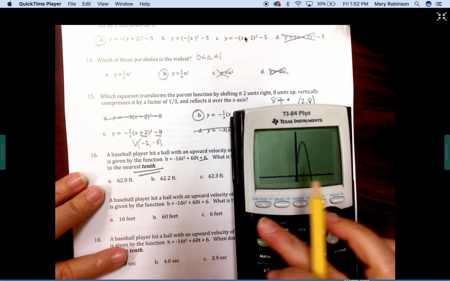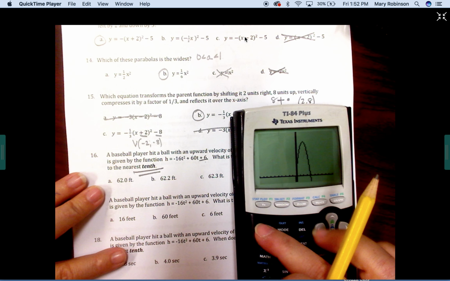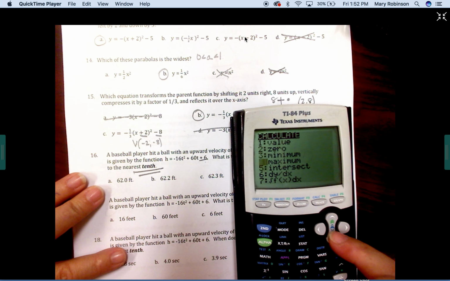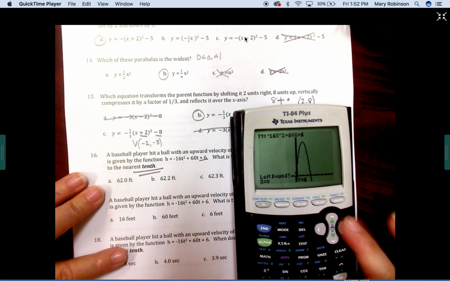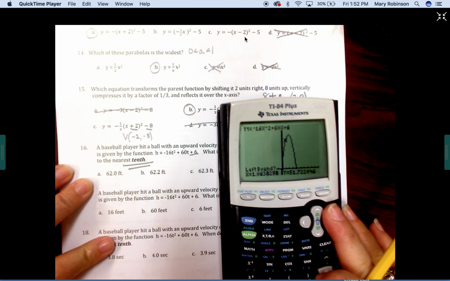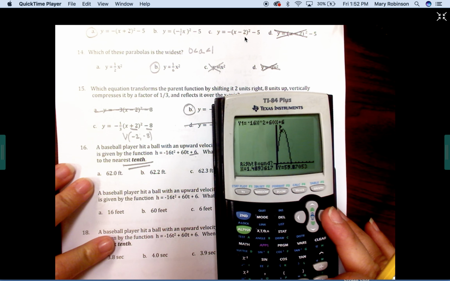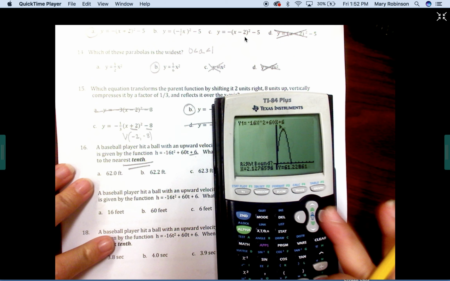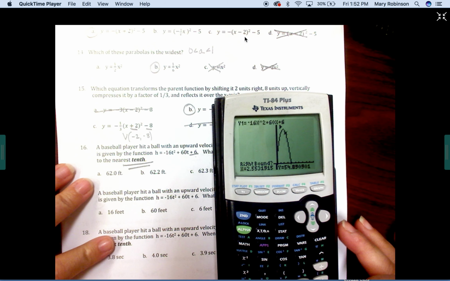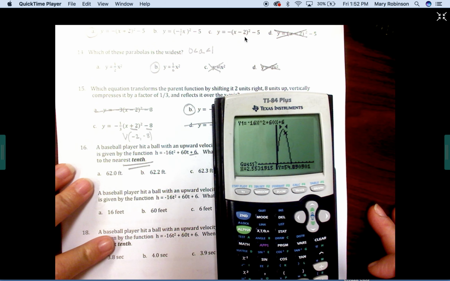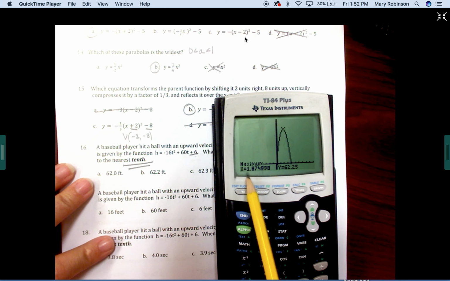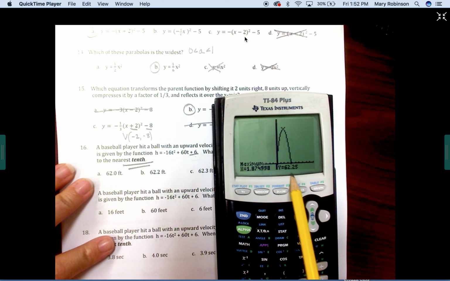Perfect. So I want to find this maximum point, so I'm going to do second trace max, arrow up to the top, press enter on the left side of my vertex, move my cursor to the right, press enter to mark my right bound. It says guess. Yes, I want it to guess. So now I can see that at about 8.9 seconds, it reaches a height of 62.25.